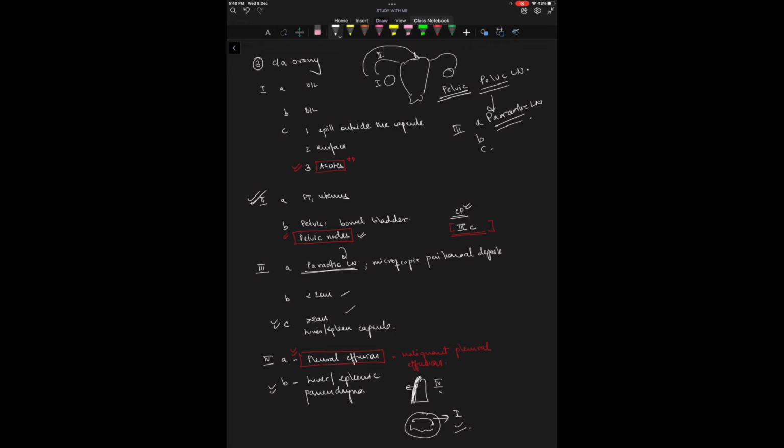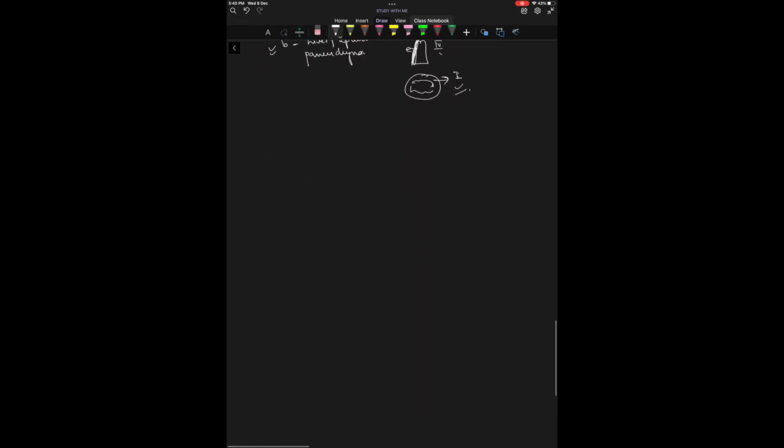Okay, now let us quickly revise their types. Ovarian cancer can be divided into epithelial, germ cell, and sex cord. Epithelial: first is serous cystadenoma. Okay, it is a cystic lesion. Second is mucinous cystadenoma.